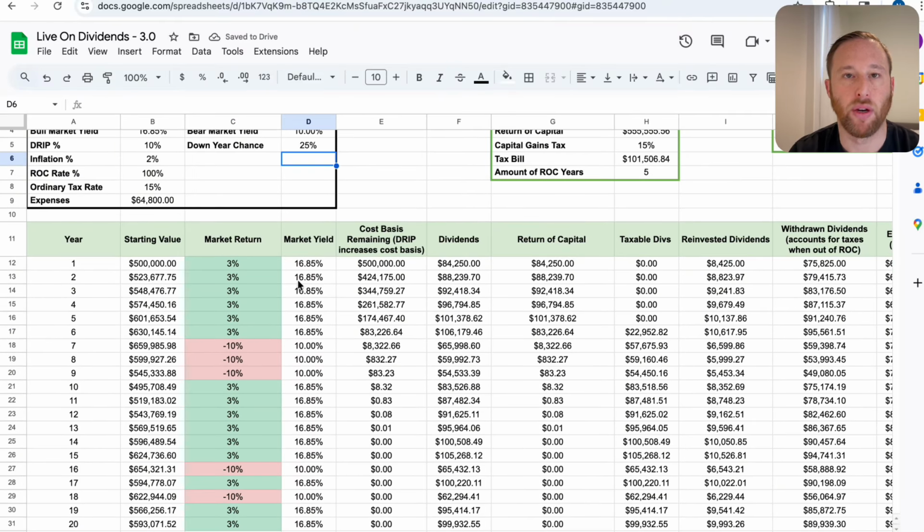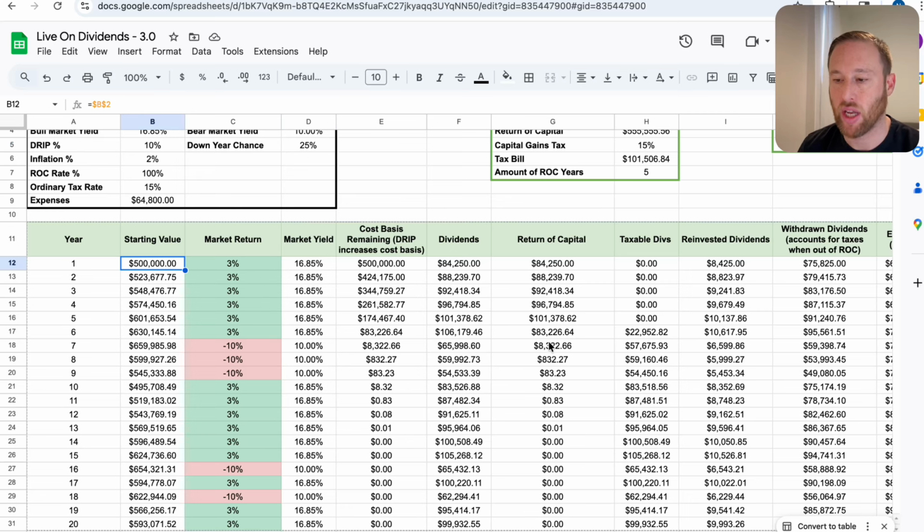And so this will be a random chance. Of course, 25% of the time it'll be down. But you can see here, guys, that with this structure, we get a better understanding of what's going to happen throughout our journey here, right? So in the beginning, our starting value is 500K.